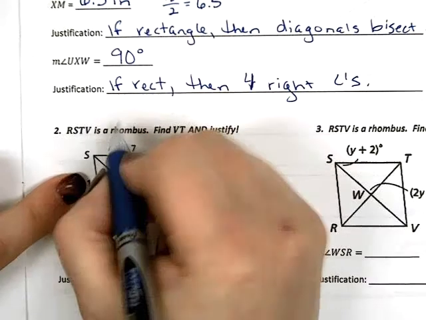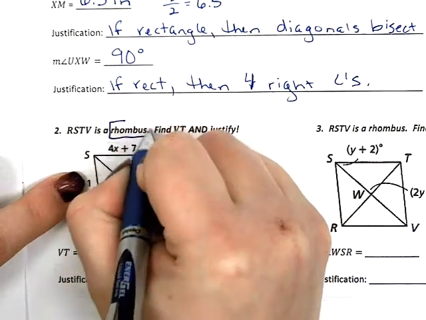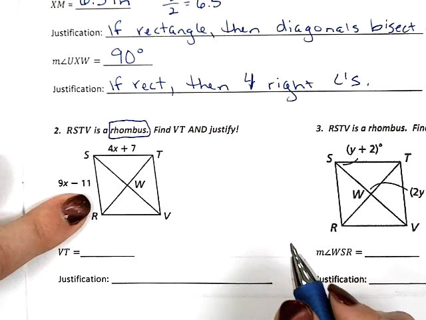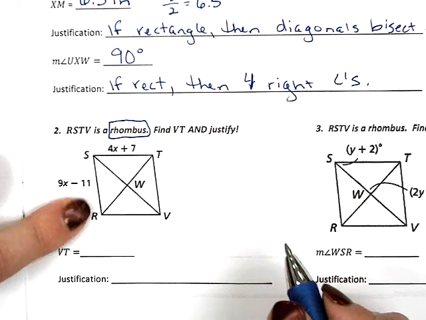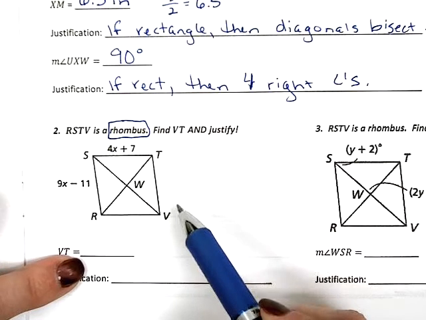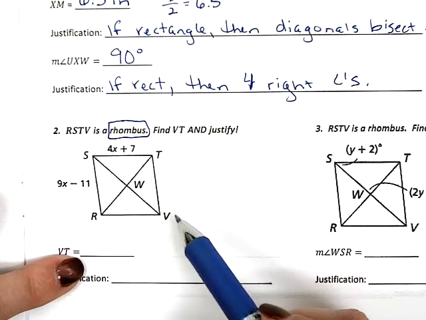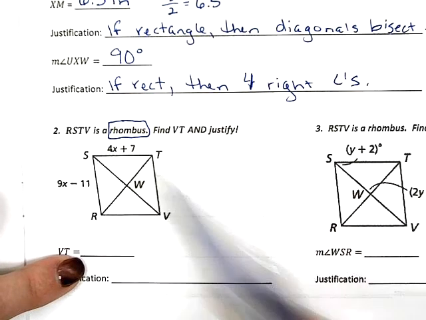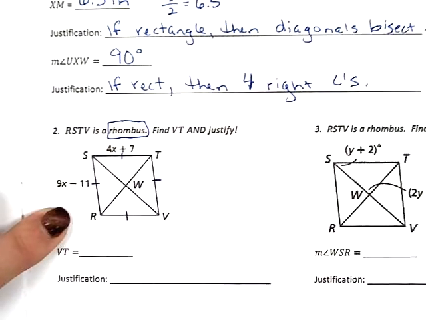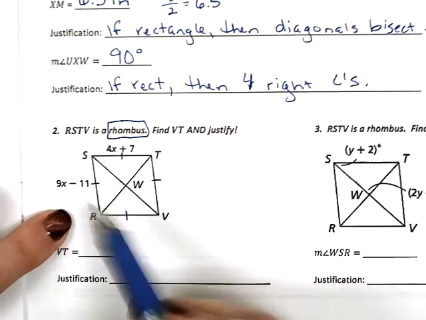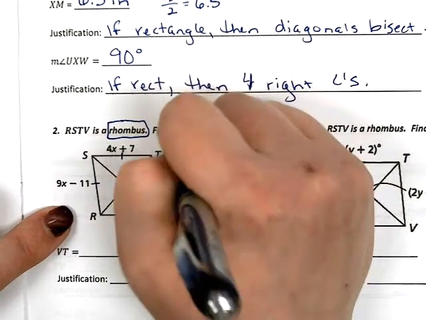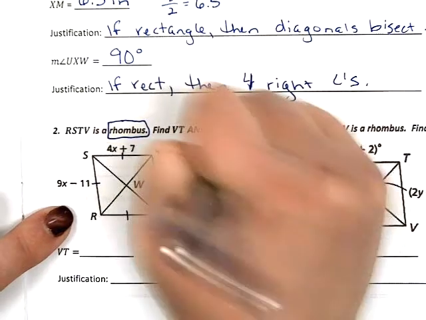We're looking at a rhombus now. Okay, well, a rhombus is a 4-sided figure with 4 congruent sides that shares all the properties of a parallelogram and has a couple of its own. Okay, so we need to find VT, which is over here, and we need to justify our answer, of course. Well, since it's a rhombus, I know that all 4 sides are congruent. So I'm going to go ahead and put tick marks around to help me out a little bit, because now when I look at it, I can see that 9x minus 11 can equal 4x plus 7, because those are both sides of my rhombus.